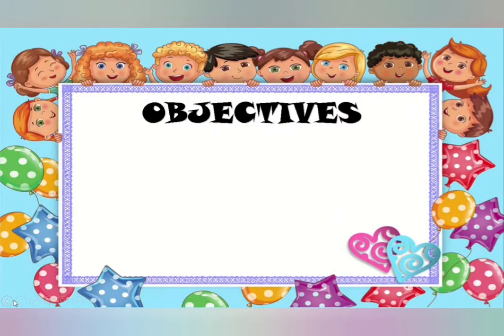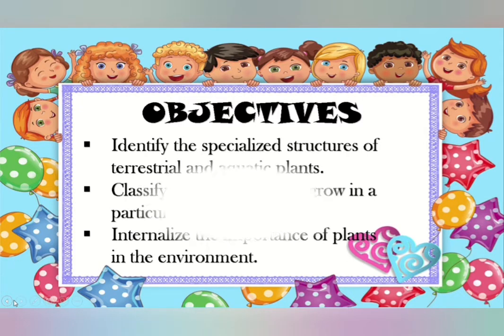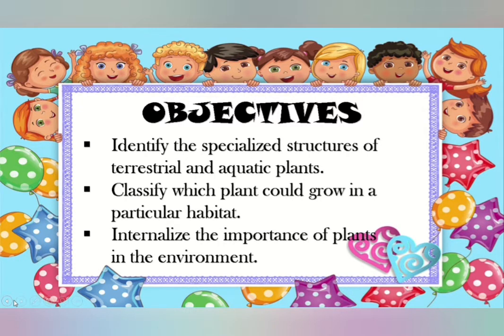Our objectives for today's lesson are: identify the specialized structures of terrestrial and aquatic plants. Classify which plant could grow in a particular habitat. Internalize the importance of plants in the environment.